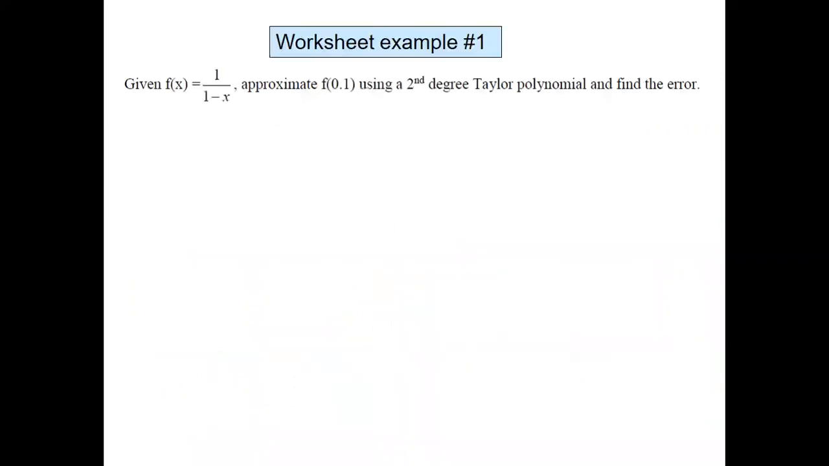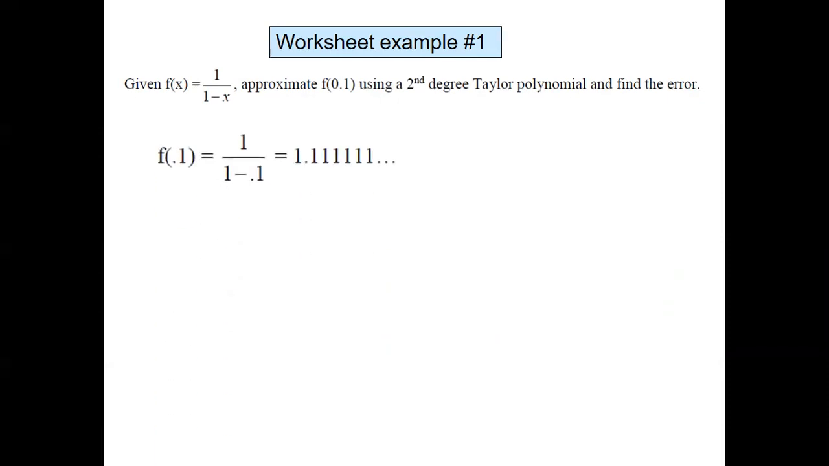So let's just take a look at setting the idea of what error is and how we find error. On the worksheet, we've got our 1 over 1 minus x function. That's our geometric series. I want to use that to approximate f of 0.1 using the second degree Taylor polynomial. Now we're going to be doing this at x equals 0 as my center. And I want to then find the error.